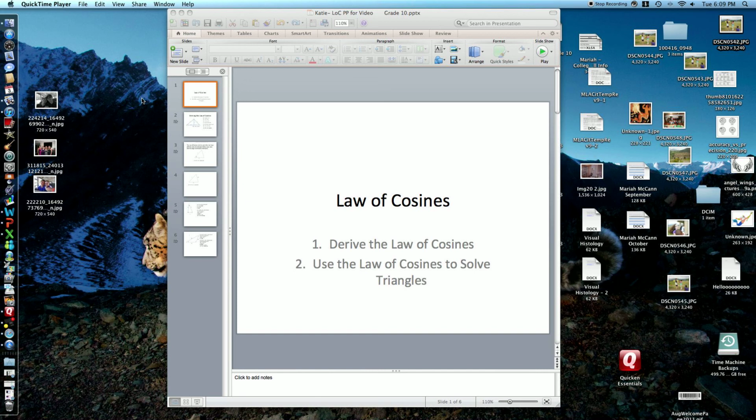I'm in Period 7 Honors Pre-Calculus, and I'm going to be teaching you how to derive the law of cosines and how to use the law of cosines to solve triangles.